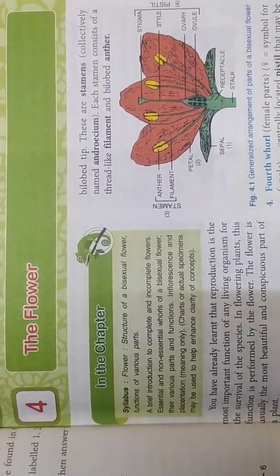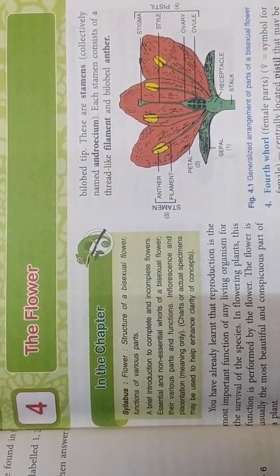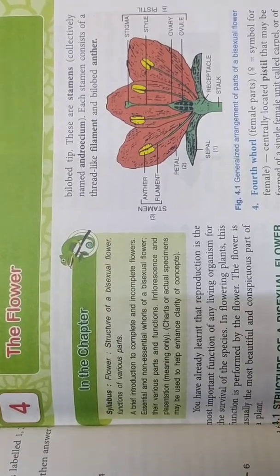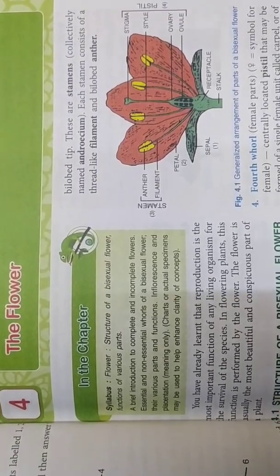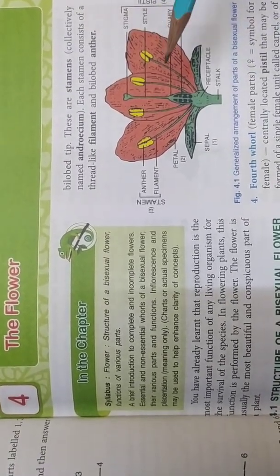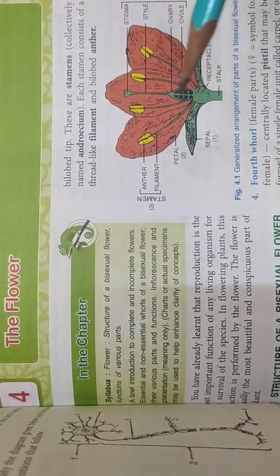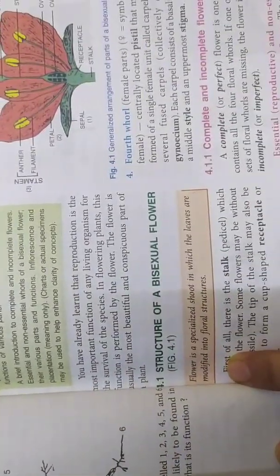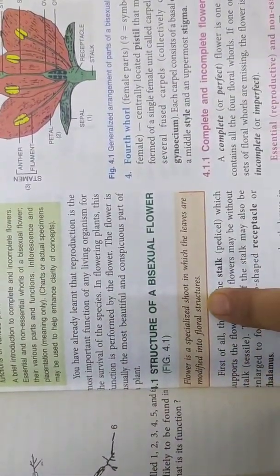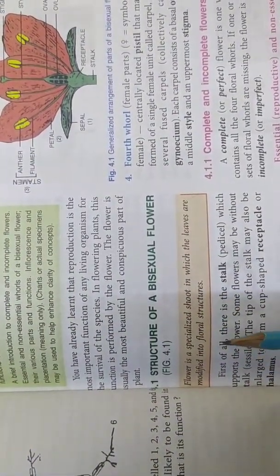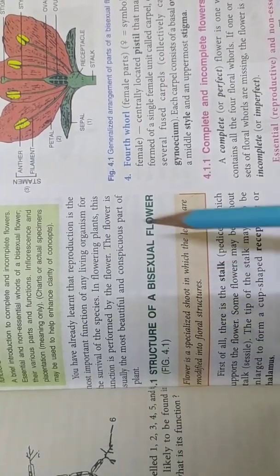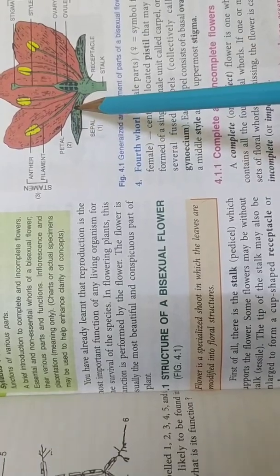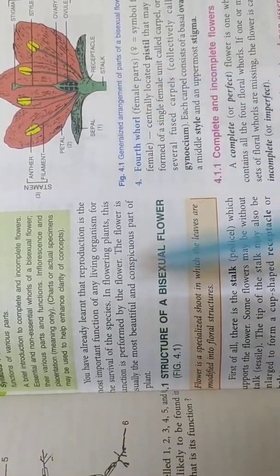We will start with the fourth chapter, the flower. In this chapter we will discuss the various terms which are used to describe all the whorls of the flowers. As you know, the flower is the reproductive organ of the plant. To define it, we can say that a flower is a specialized shoot in which leaves are modified into floral structures. So all these petals and sepals which you are familiar with are actually modified leaves themselves.